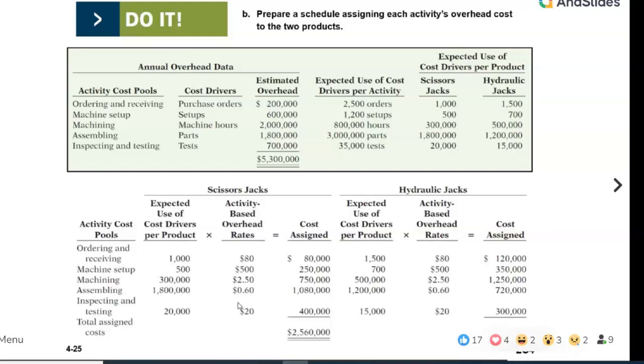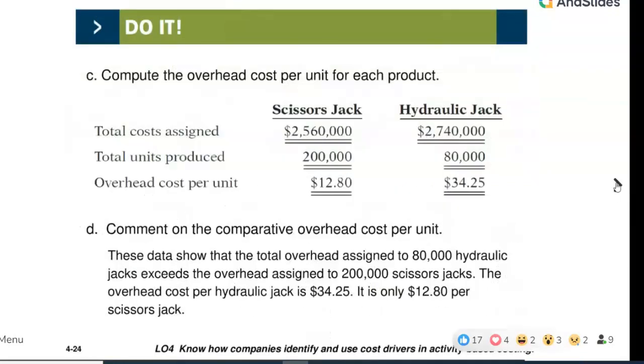Here now, I have five different activity drivers. Purchase orders is one activity driver. Setup is another. Machine hours, parts, and tests. So the whole thinking has changed. That is, we are costing overhead. We're not costing the product right now, we're costing the indirect activity that caused the cost to be incurred. The more that activity, the more the total costs. So that's what we're doing.